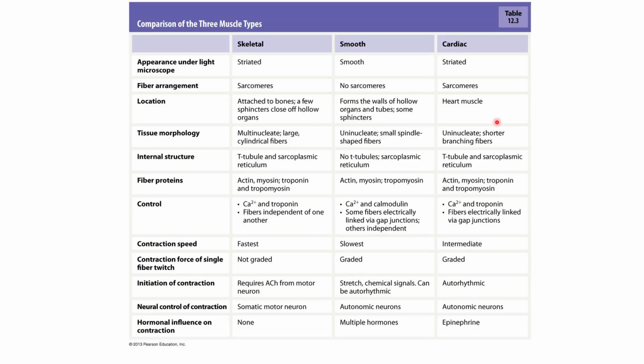This table is actually from chapter 12.3, where it talks about different types of muscles. This is a great table that summarizes the differences between skeletal, smooth, and cardiac. So make sure you go back, look at this table, and understand it.